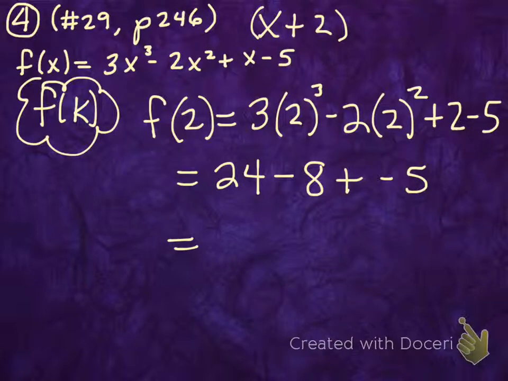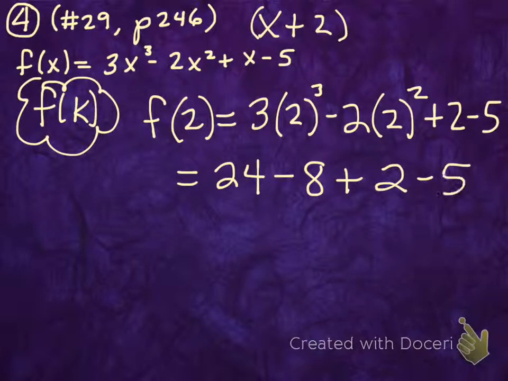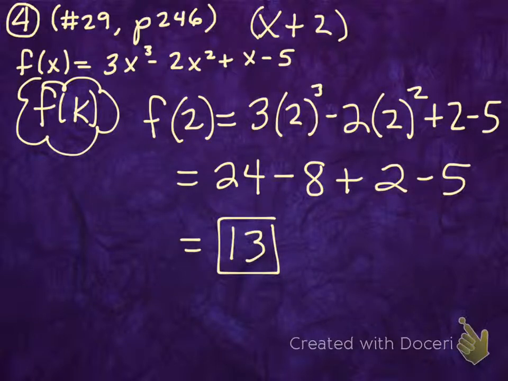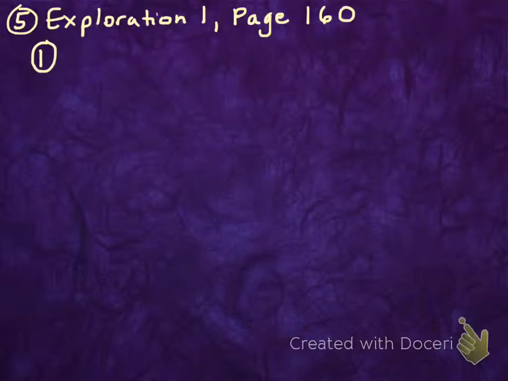24 minus 8 is 16, and then somehow I left my plus 2 off, so let's try that. So plus 2 minus 5. There we go. The 2 didn't make it. We'll try again. 24 minus 8 is 16, plus 2 is 18, minus 5 is 13. So our remainder is 13. All right, on to the next one.